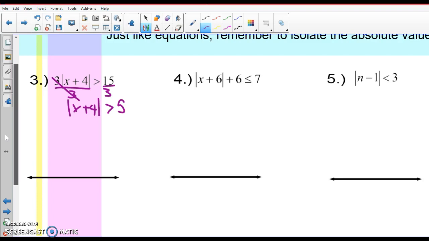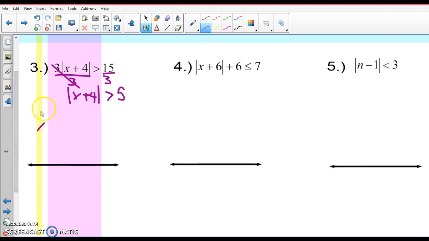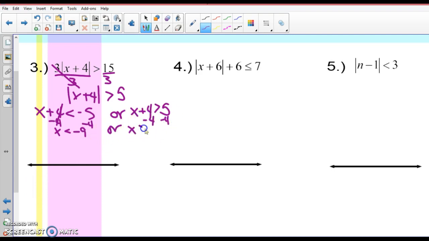So, who can tell me what the bottom half will be? Katrina? Or, what will the top part be? Correct. Solve it. Subtract 4, so x is less than negative 9, or subtract 4, x is greater than 1. So, negative 9, open circle, shaded left, and 1, open circle, shaded right.